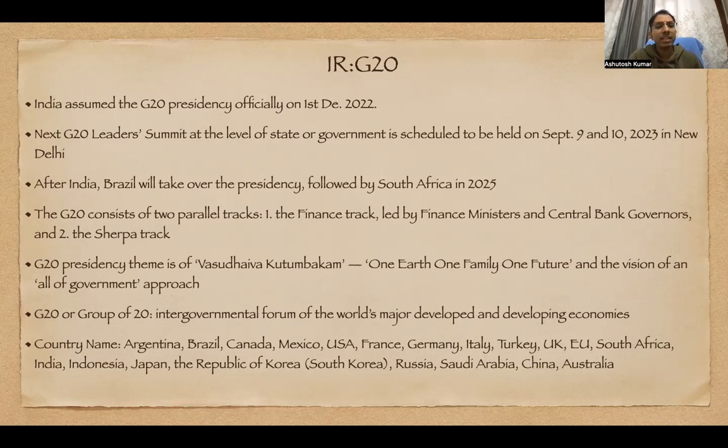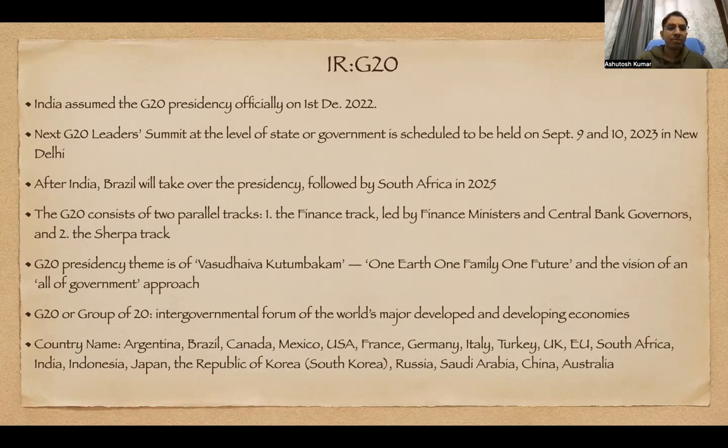Now, the G20 presidency theme is Vasudhaiva Kutumbakam, One Earth, One Family, One Future, and the vision of an all-of-government approach. This one also you need to remember. There might be a one-liner in prelims also. And actually G20 is very important, so we will read it in detail, and whenever news comes, I will write more and more. On my website also, I will detail it slowly, and we'll provide short notes of 4-5 pages, and on my Telegram channel also.